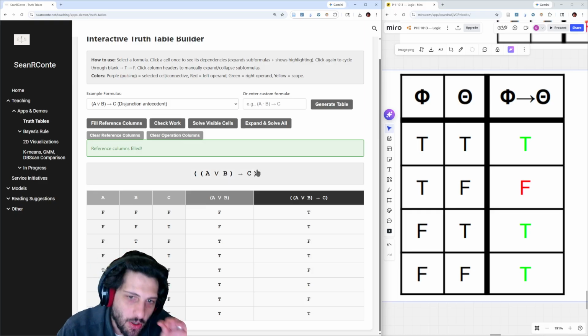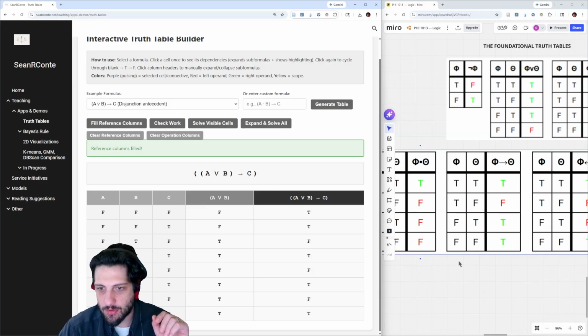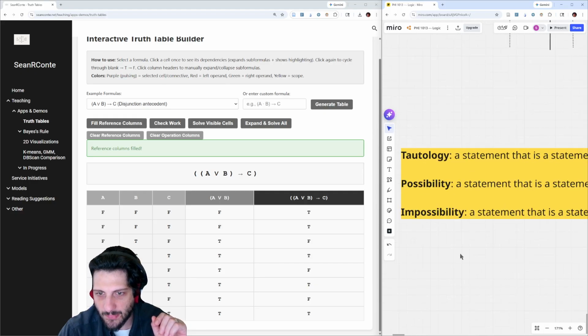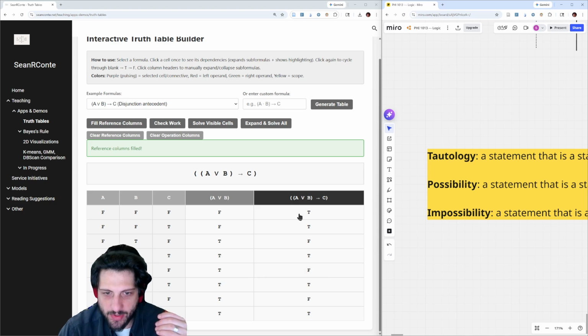Okay, before going on to the next example, let's remind ourselves. We had this question: tautology, possibility, impossibility. What do we think this statement is? Do we think this statement is impossible? Do we think it's a tautology? Do we think it's possible?